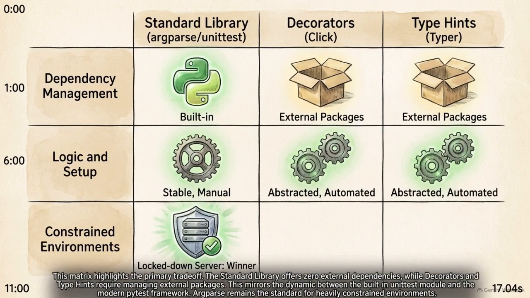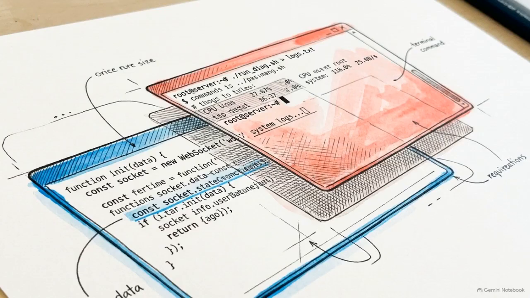The standard library offers 0 external dependencies, while decorators and type hints require managing external packages. This mirrors the dynamic between the built-in unit test module and the modern PyTest framework. Argparse remains the standard for heavily constrained environments. Mastering this library provides the architectural context for how every modern CLI tool actually functions.